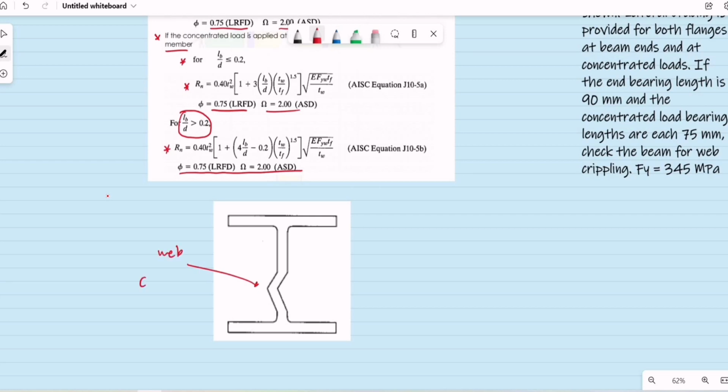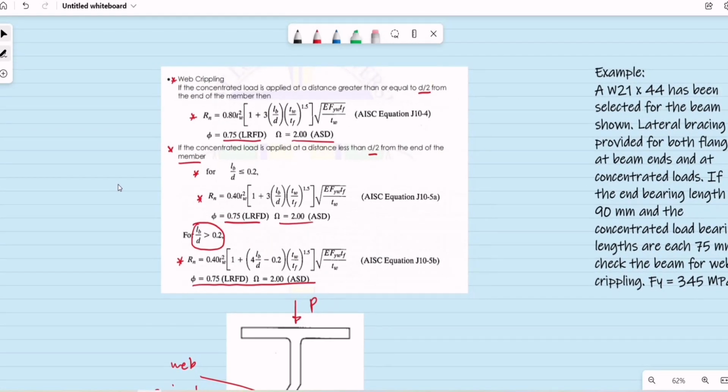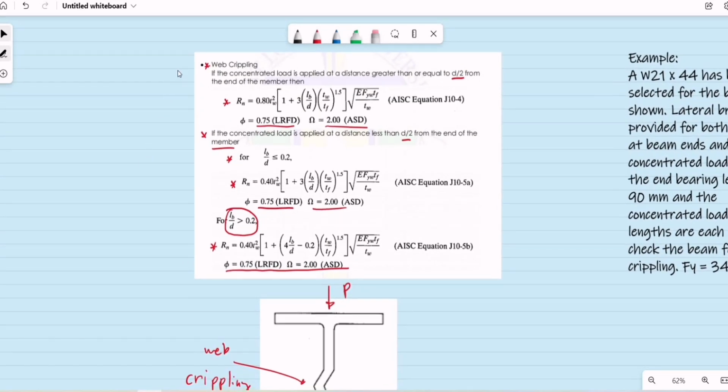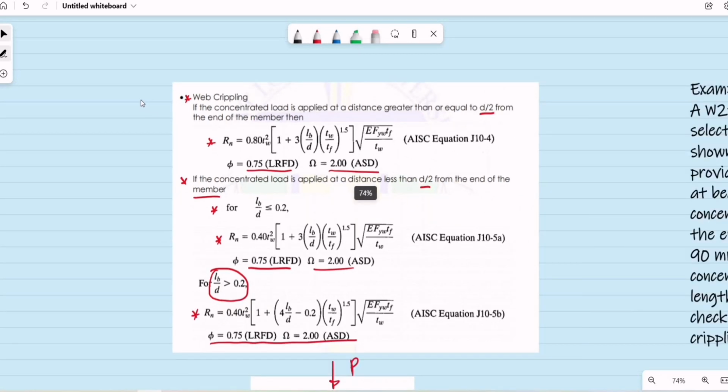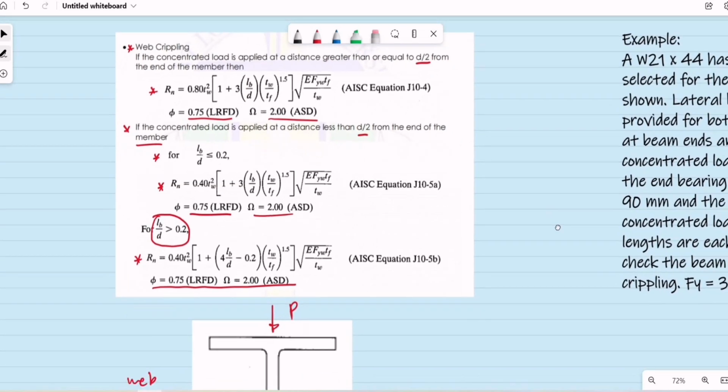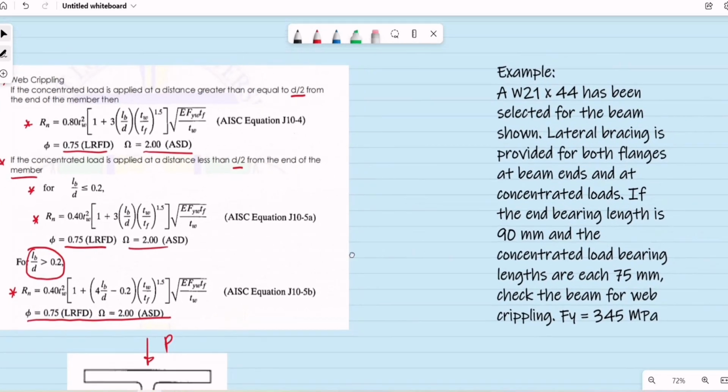So we need to check if the section is adequate enough to prevent web crippling if it is carrying a concentrated load, okay? So let's have an example for analysis and design of flexural members, by checking the web crippling. Okay, so let's have an example.